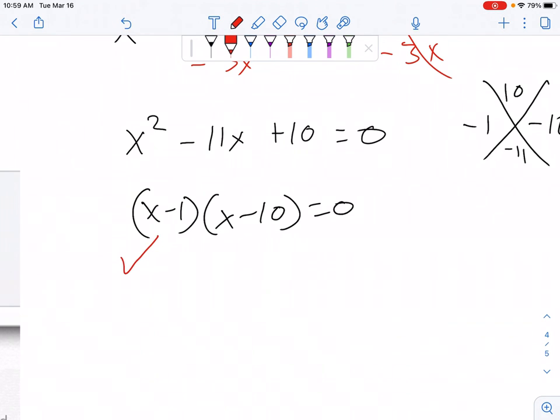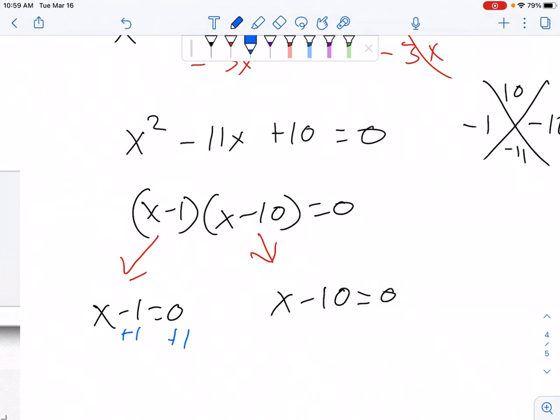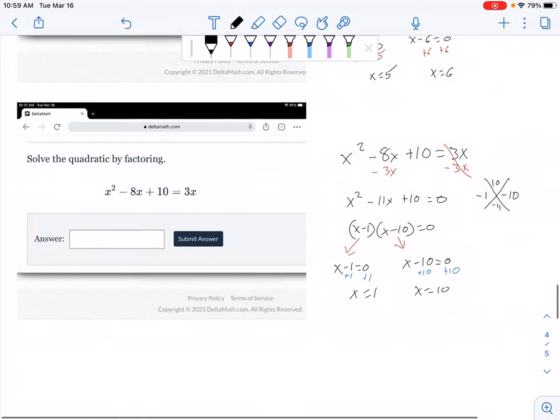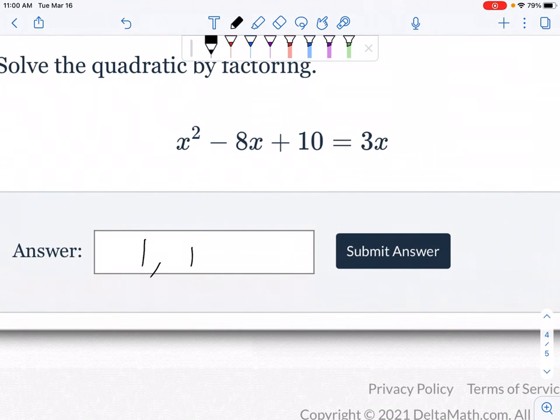And then I'm setting each one equal to 0. X minus 1 equals 0. X minus 10 equals 0. I can add 1 to both sides here and get x equals 1. I can add 10 to both sides here and get x equals 10. So my two answers here are 1 and 10.